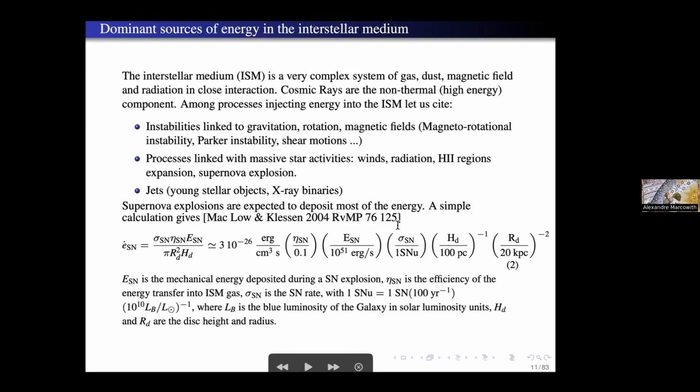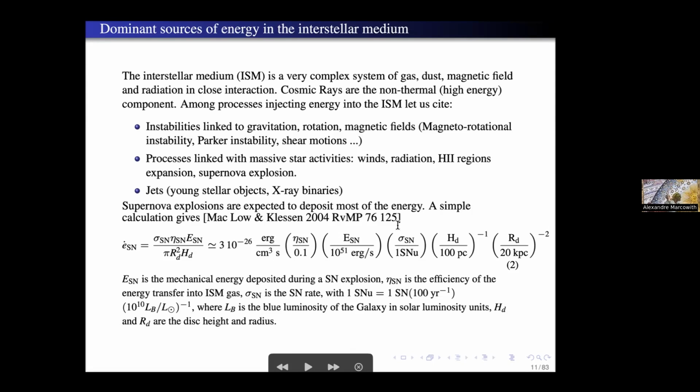You have processes linked with massive star activity: winds, radiation, HII region expansion, and finally supernova explosions and jets. If you evaluate the amount of energy input by all these processes, on average, what you find dominating is supernova explosions. And supernovae are intimately linked to cosmic rays, as I will show you, because they are likely the main sources of cosmic rays.